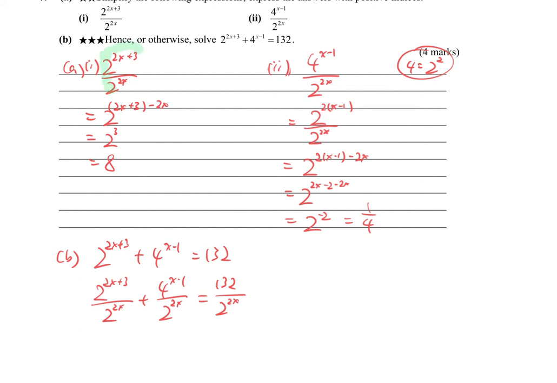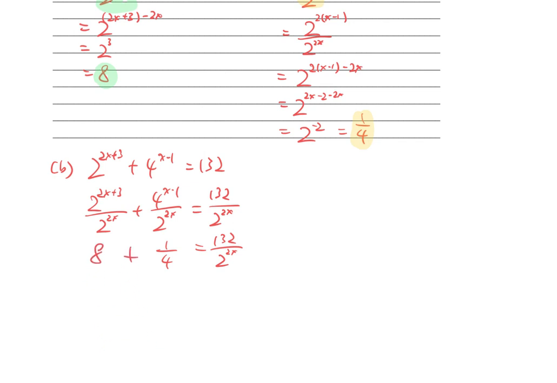So 2 to the power 2x plus 3 over 2 to the power 2x equals 8. So this is equal to 8 plus 4 to the power x minus 1 over 2 to the power 2x, which is equal to 1 over 4. So we just put it inside. Let's go on. So 8 plus 1 over 4 is equal to 33 over 4.